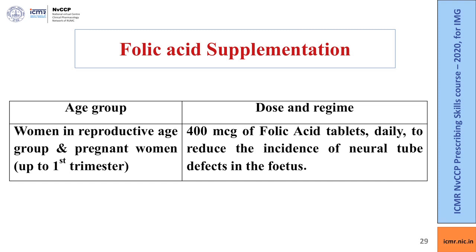Most of the women in India do not get folic acid normally in their diet. Hence, a prophylactic iron and folic acid supplementation is necessary in women of reproductive age and pregnant women irrespective of anemia. You need to prescribe 400 microgram of folic acid tablets to all women in the reproductive age group in the preconception period and up to the first trimester of pregnancy daily to reduce the incidence of neural tube defects in the fetus.